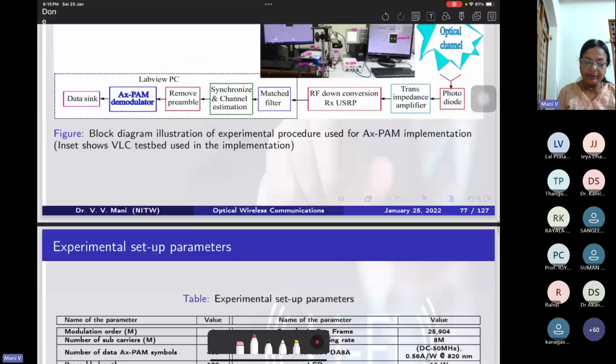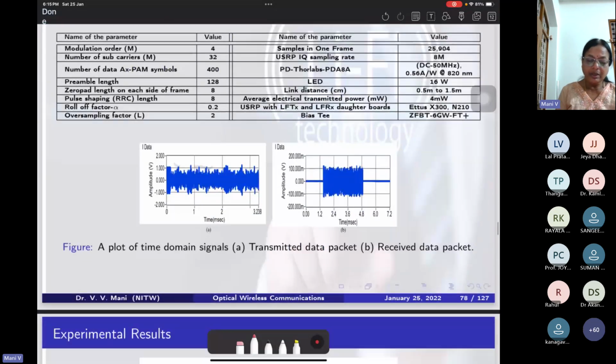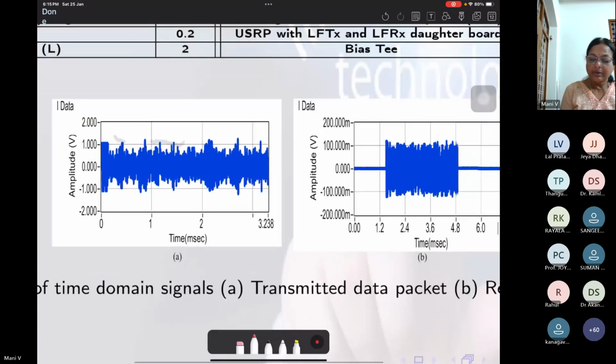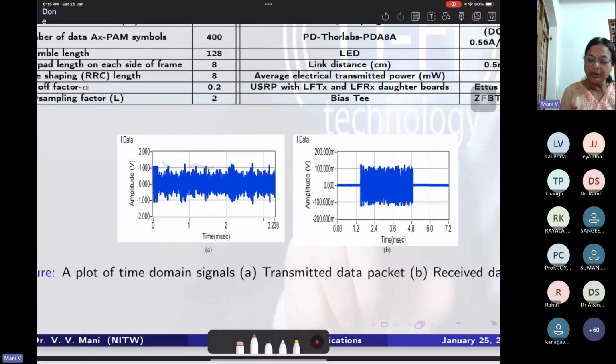So we have entirely removed the Hermitian symmetry block, and here also we see the transmitted packet is in plot A, and the received packet in plot B, and we are seeing a difference in the received signal, some delay. This is the delay we have to estimate first using a correlation.